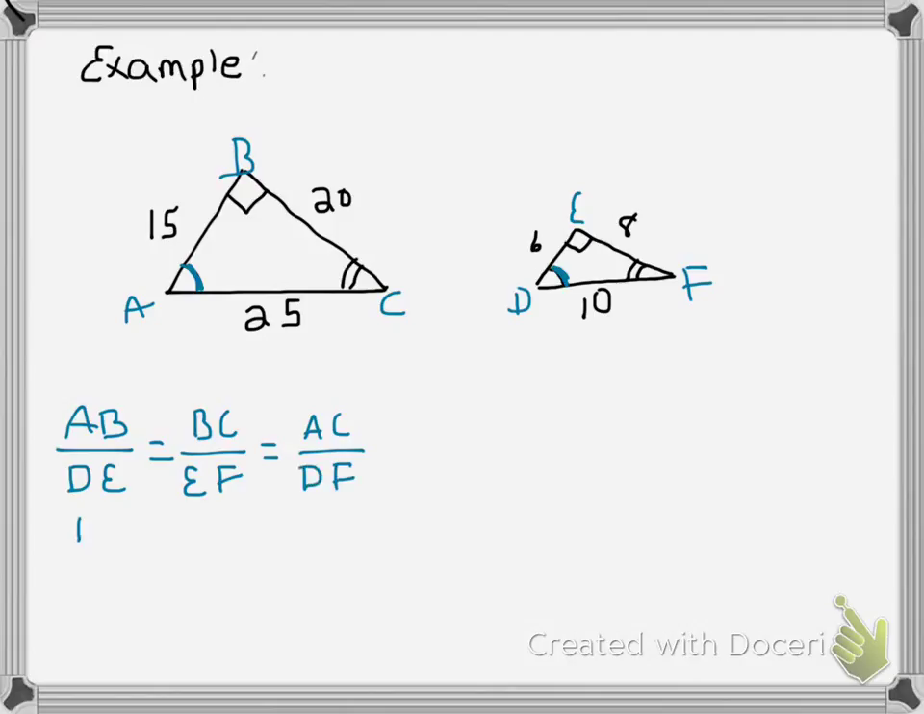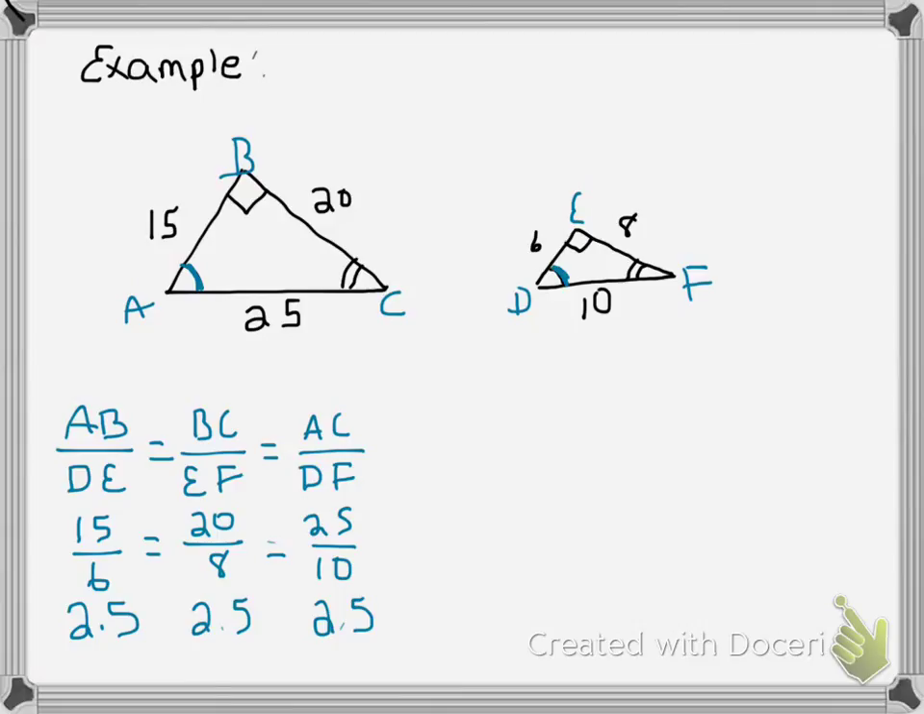I get 15 over 6. I'm going to actually do the division. 15 divided by 6 gives me 2.5. For BC, that's 20 over 8. 20 divided by 8, guess what? 2.5. And AC, which is 25 over 10, again, 2.5. That means that all of the sides are proportional as well. So your similarity statement is ABC is similar to DEF.